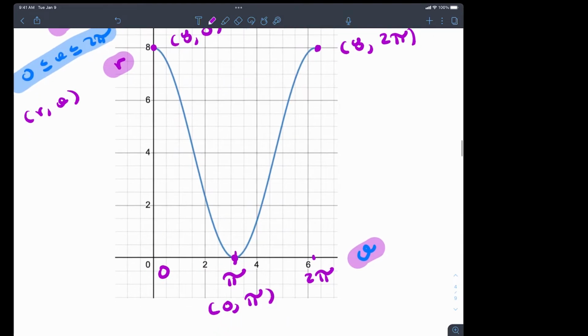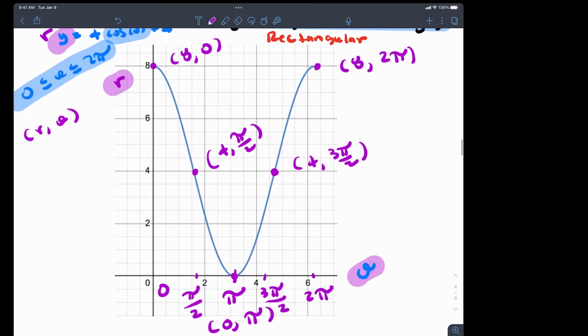So pi over 2, that's 1/2 of pi. Believe it or not, it's like right over here. And then over here will be your 3 pi over 2. Okay? So now the radius here is 4 when the angle is pi over 2, and the radius is also 4 when the angle is 3 pi over 2. So we have all these nice locations here, okay? This is what we need.